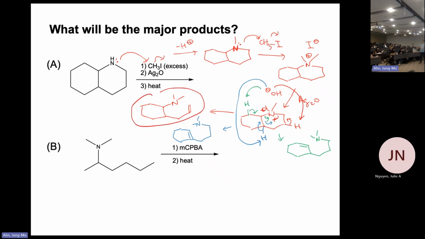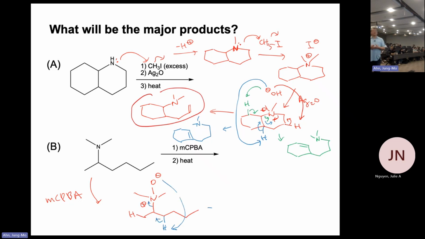mCPBA is a peroxy acid. It can oxidize the nitrogen of the tertiary amine to the amine oxide. When it becomes an amine oxide, you see there's a base right there. That's the one that picks up the proton from the adjacent carbon. There are two adjacent carbons, a more substituted side and a less substituted side. Which one is likely the one that they pick up? We know it's the less substituted side.